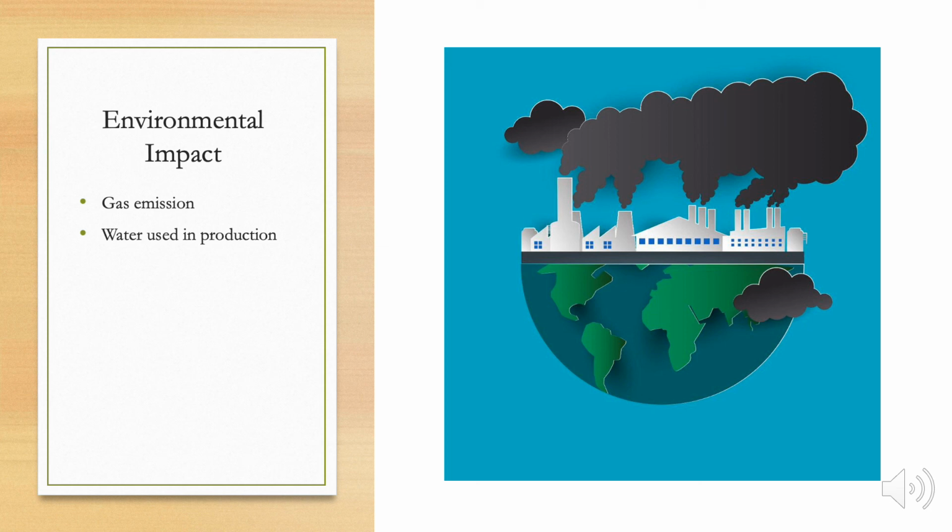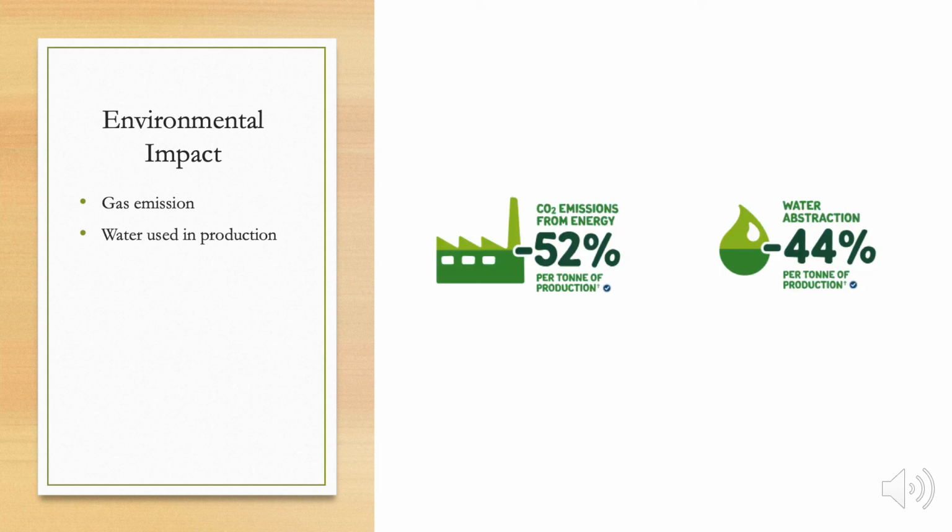Industrial production is always known for having negative environmental impacts, so by using this method, the manufacturer can minimize the amount of carbon emission and water use in the production. As a result, the manufacturer can still reach their production quota without compromising environmental sustainability.